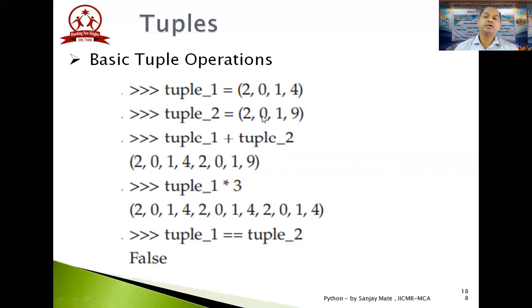If both are the same data type, you can compare them. Otherwise, you are not able to compare the two tuples, whether the contents are the same or not. In this case, 2014 and 2019, so both are not the same. If it were a 4, it would return true, but here it is a 9, so it won't return true, it will return false.